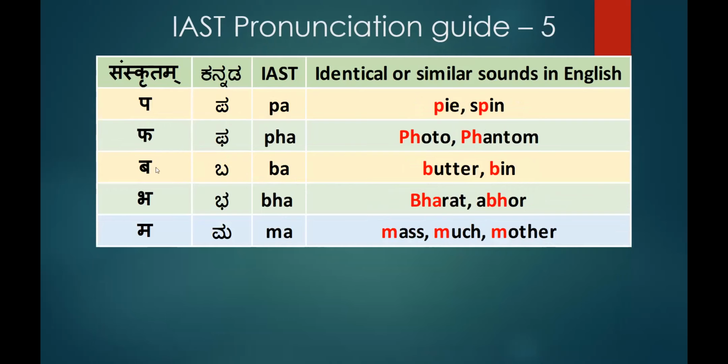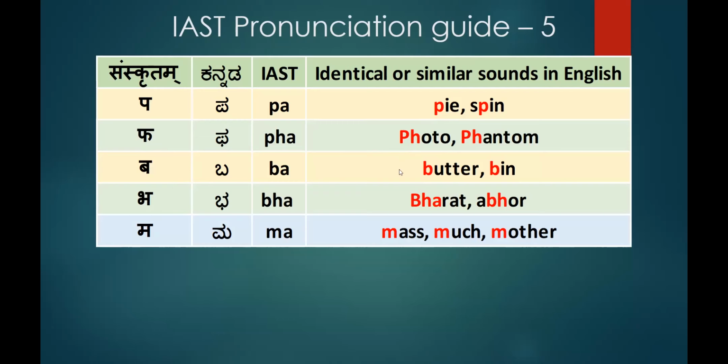Pa, pha, ba, bha, ma. Pa as in pin, spin. Pha is the equivalent of Mahaprana, as in photo, phantom. So here we would tend to do it as F. Phantom, photo. So you have to be a little more careful. We don't have exact equivalents, but we have a near equivalent.